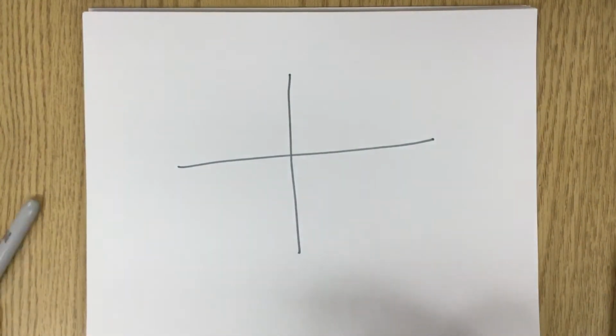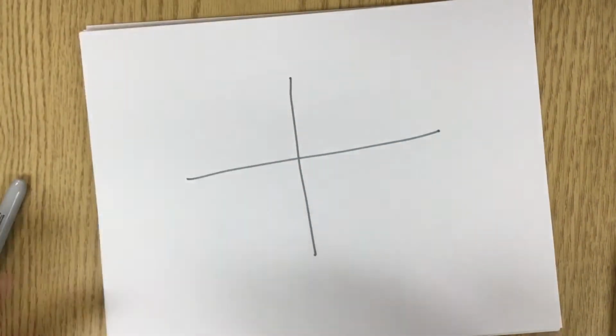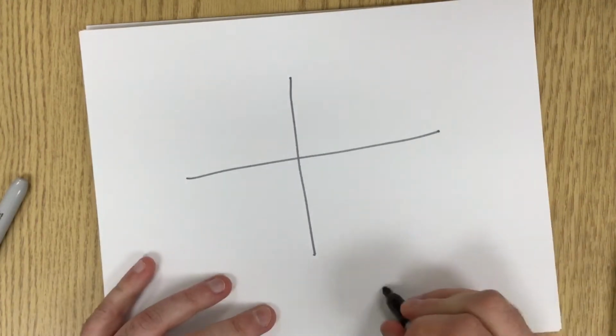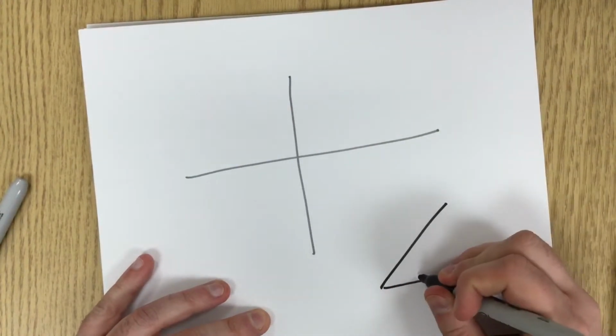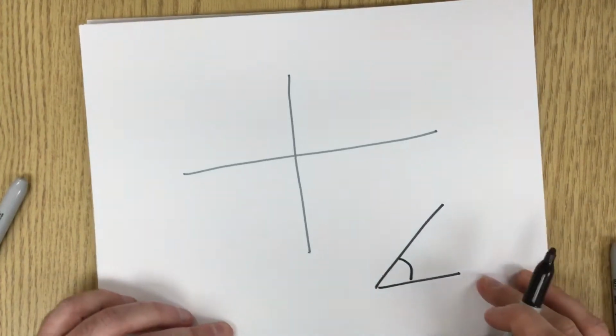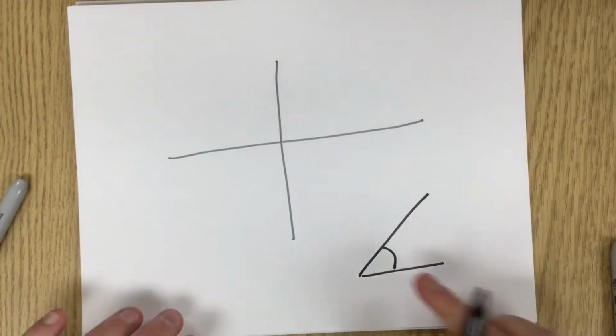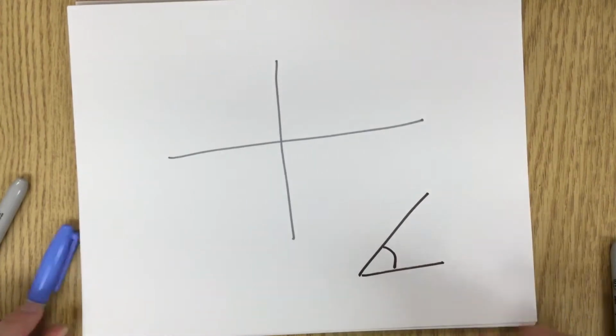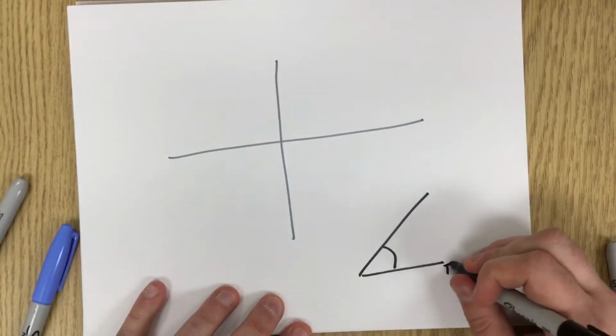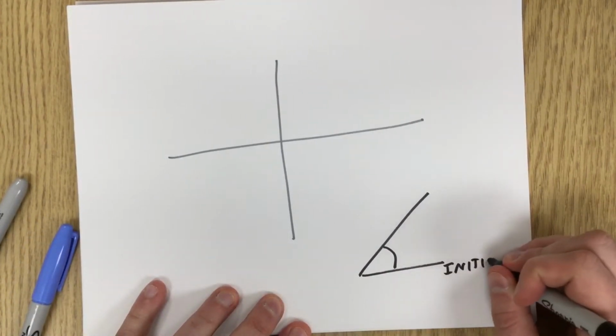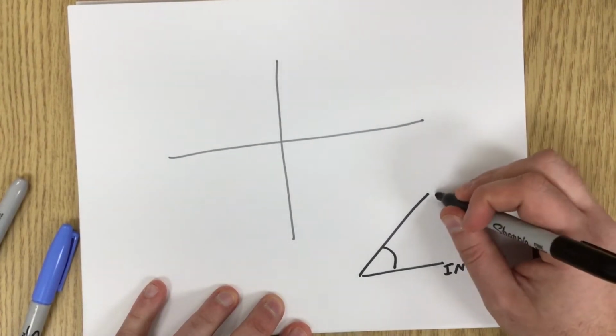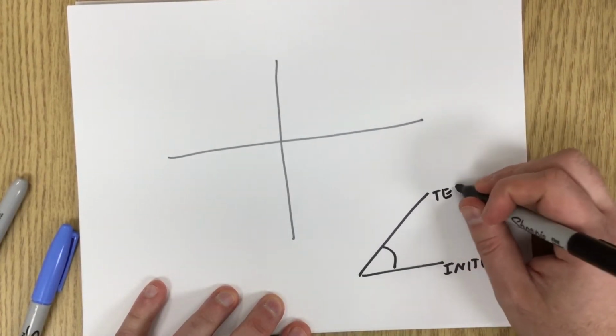So the way we draw a standard angle is, when you think of an angle, it has 2 arms. And then the angle is between those 2 arms. And that's how we're used to seeing an angle. So that's an arm, and that's an arm. And then we're going to call this the initial arm, and this is going to be the terminal arm.